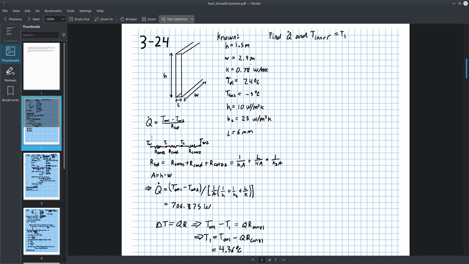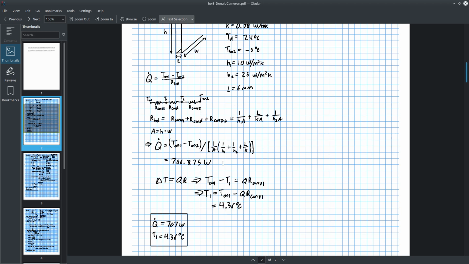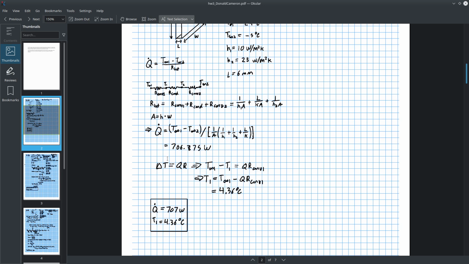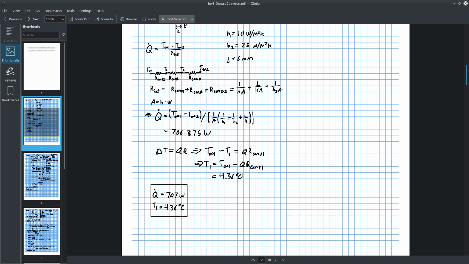So we can see that from T infinity 1 on the inside, the resistance of convection to the inner surface, to the resistance of conduction to the outer surface, through the resistance to convection on the outer surface to the ambient temperature. So we can add up those resistances because they are in series, and then we can calculate Q dot, and then from Q dot we can calculate delta T because we know delta T over that inner surface is equal to Q times R. So Q times the resistance of convection at the inner surface is going to be equivalent to that delta T, so we find that there.